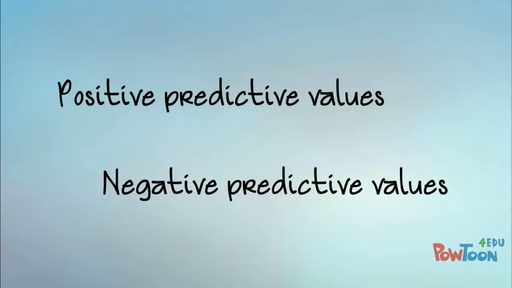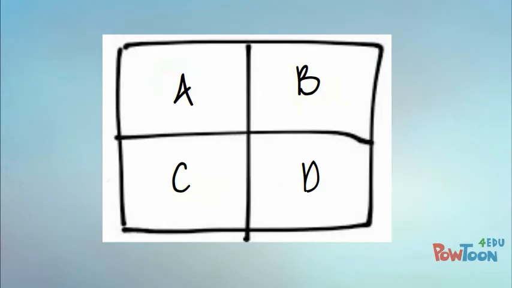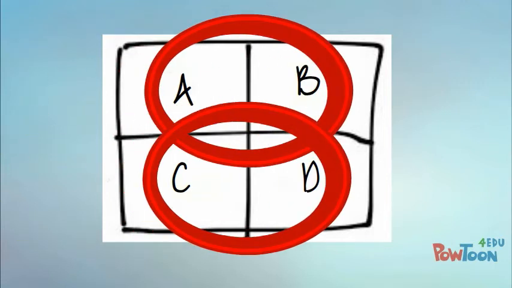This lecture is about positive and negative predictive values. So now we've learned what sensitivity and specificity tell us about a test and some of the limitations. Let's now go back to our 2x2 table, and this time we're going to be focusing on the rows rather than the columns.